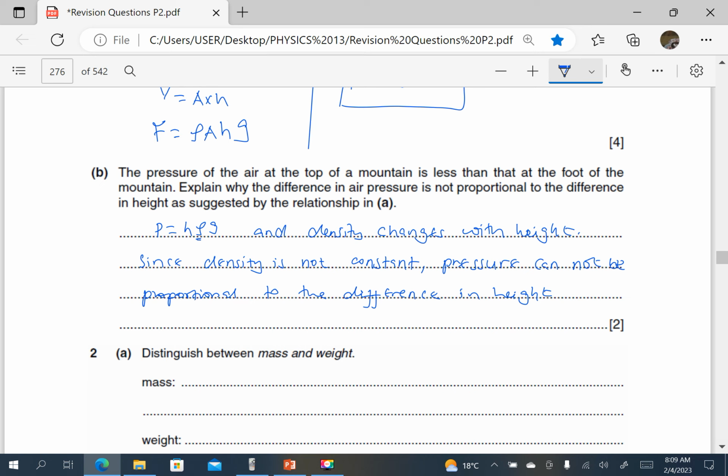Although g may be constant, the density of air changes with height. And since the density changes with height, in fact, the density decreases. It may be assumed to decrease linearly, but may not be decreasing linearly. So since the density is not constant, the pressure cannot be proportional to the difference in height.